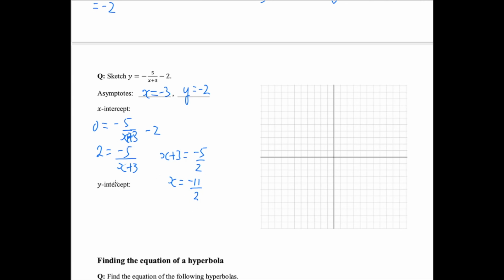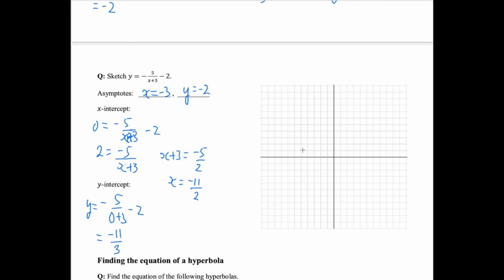Now to find the y-intercept, let x equals 0, so this is the easy one. Y is equal to minus 5 over 0 plus 3 minus 2. If you use your calculator, what you should get is this should be minus 5 on 3 minus 2. So I'm going to use my calculator. Minus 5 on 3 minus 2. So this is minus 11 on 3. Okay.